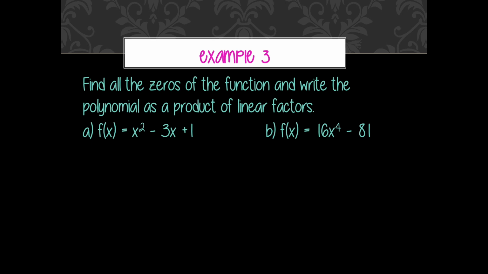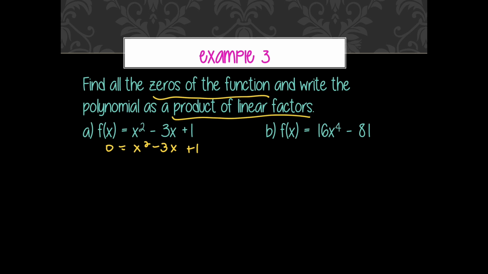Okay, example 3 says find all the zeros of the function and then write the polynomial as a product of linear factors. So we're doing the zeros just like we did. Then we're going to write it as a product of linear factors. So if we look at A, replace f of x with 0. This is a trinomial, so we can't just take out the x. We would be looking for factors of 1 that sum to negative 3. There are none. So our other options are complete the square or use the quadratic formula.